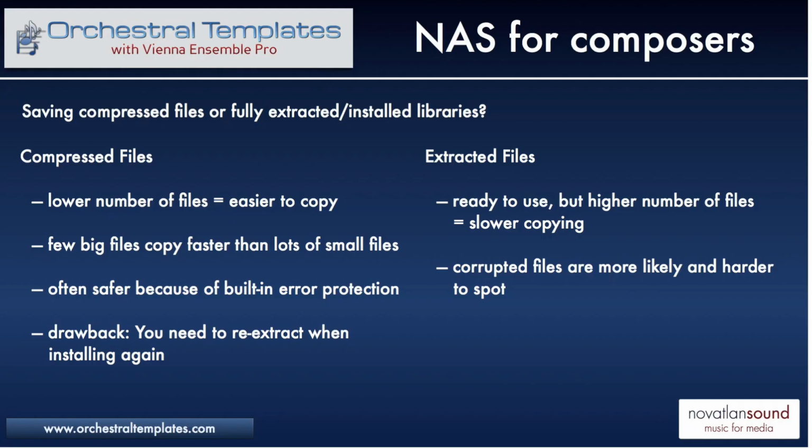You can back up the installed libraries or the original download, which is likely compressed. Both are fine. I like to back up the downloaded files, because they are a bit smaller and copying several larger files is quicker than copying lots of small files, even if they are the same size in total. There's also a good chance that some companies will insert restore data into their compressed files, so they are more tolerant of write errors. Such a sample libraries folder on your NAS also lets you see at a glance what you already have.